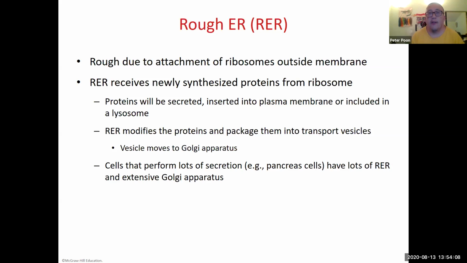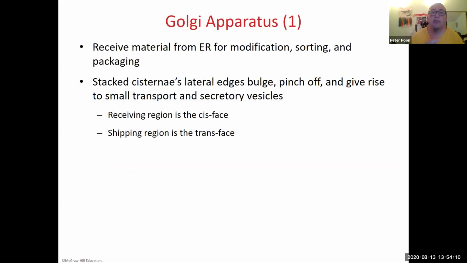Okay, the factory can produce stuff, but it can't do anything. Having a factory is useless unless you have a shipping division to go with it, unless you have a post office to go with it. And so I always refer to the Golgi apparatus as kind of like a post office. You receive stuff from the factory, you package it, label it, tag it, and ship it. Everything is exactly what the post office does.